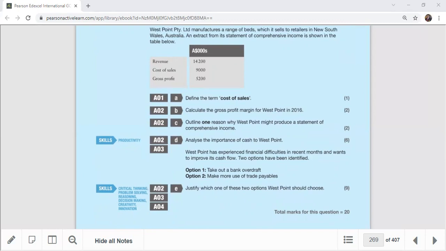In one option, if you choose the bank overdraft, you can talk about 2 advantages and 2 disadvantages of the bank overdraft, right? And if you pick the second option, then you can talk about 2 advantages and 2 disadvantages. Always it's like that. For a 9-mark question, always pick one option, and then talk about the advantages and disadvantages. No definition or conclusion is required for a 9-mark question, right?